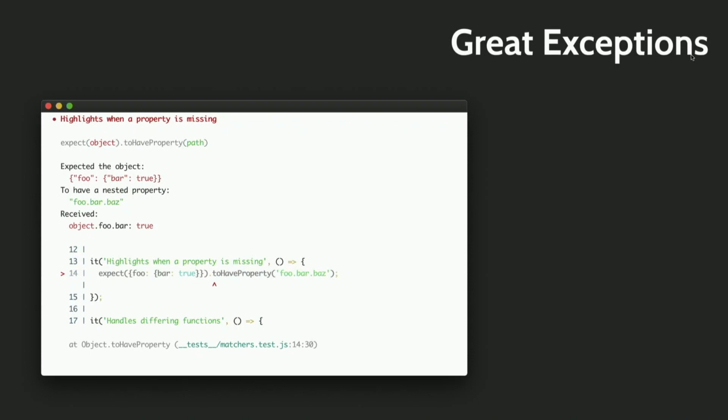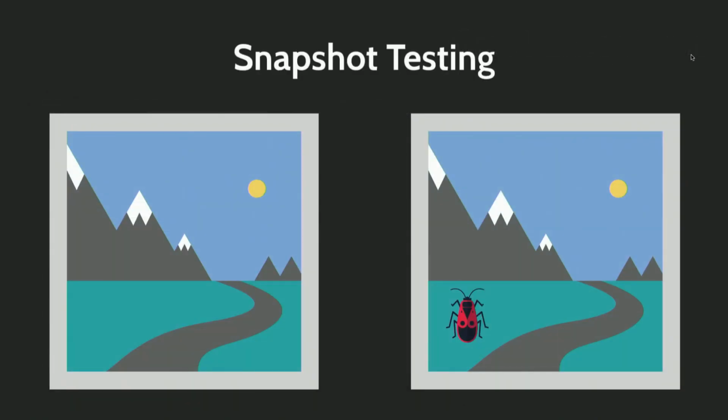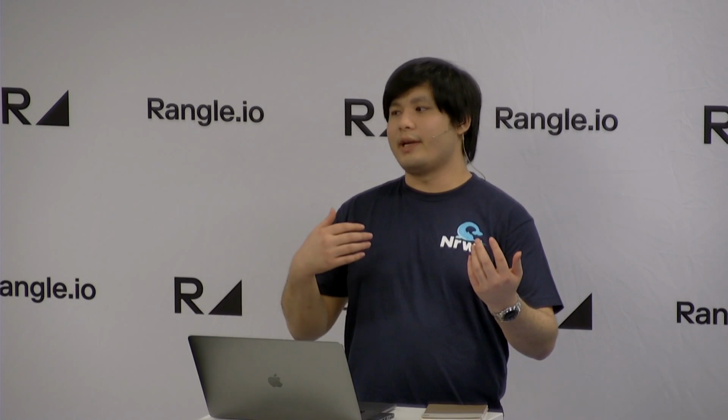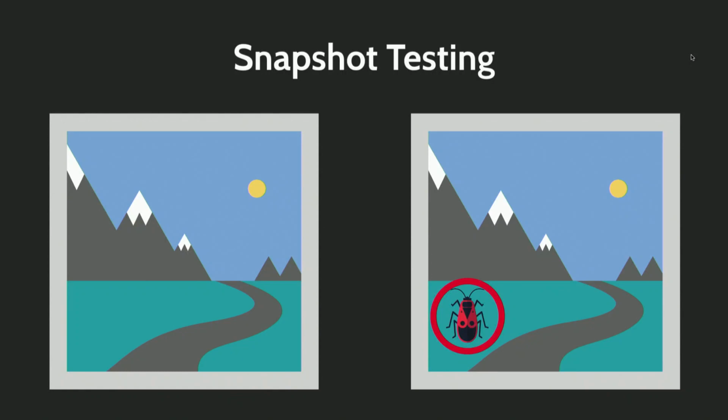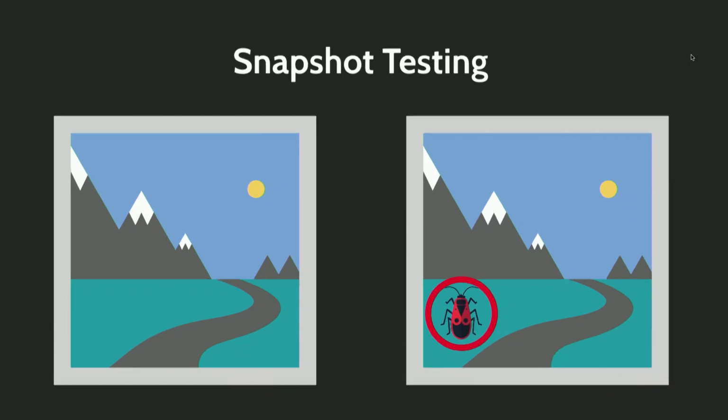Here you see that a property is missing. It's expecting object.foo.bar to be true, but you see the object is not that. It shows you diffs between what it expects and what it gets. So you can see how that works. It also does something called snapshot testing, where it takes a golden file of what your component might render or what your API would return, and then compares it to what is actually running, and then it can spot differences, maybe bugs. Maybe not, you can commit those.